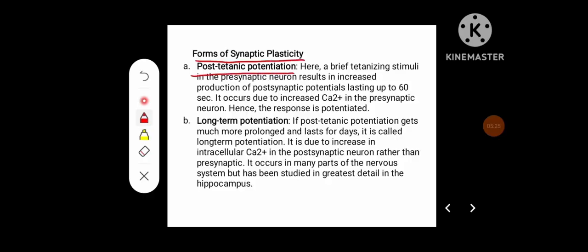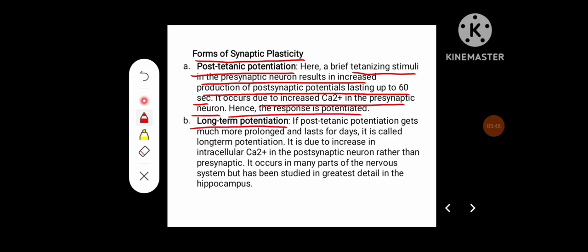Post-tetanic potentiation. Here, a brief tetanizing stimulus in the presynaptic neuron results in increased production of postsynaptic potentials lasting up to 60 seconds. It occurs due to the increased calcium in the presynaptic neuron, and hence the response is potentiated.